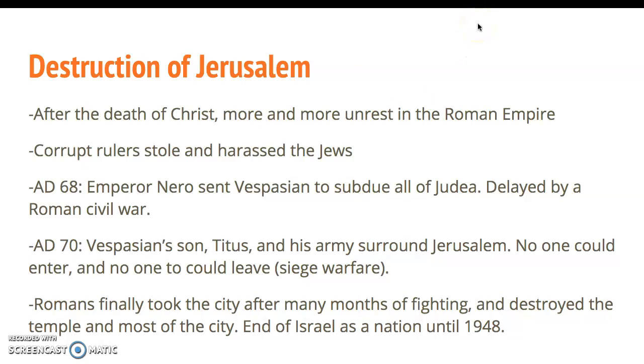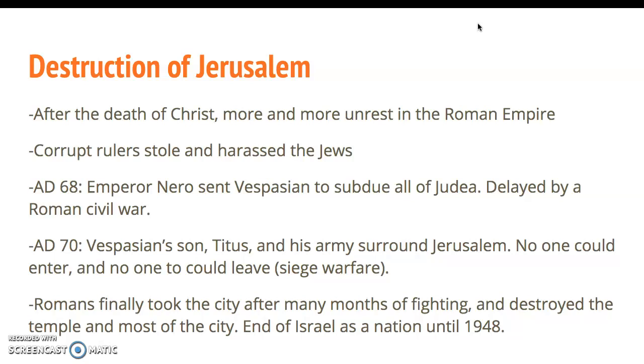Finally, the last little phase, the destruction of Jerusalem. After the death of Christ, more and more unrest in the Roman Empire. Corrupt rulers would steal and harass the Jews. In AD 68, Emperor Nero sent Vespasian to subdue forcefully all of Judea. But this would be delayed by a Roman civil war.